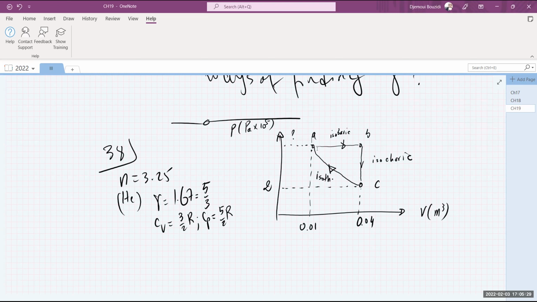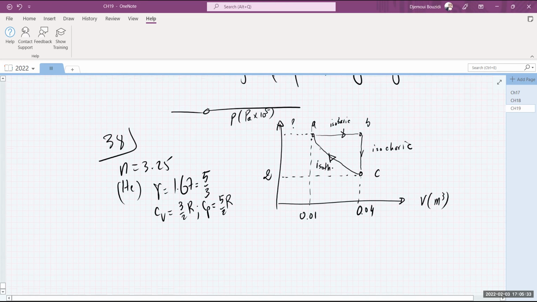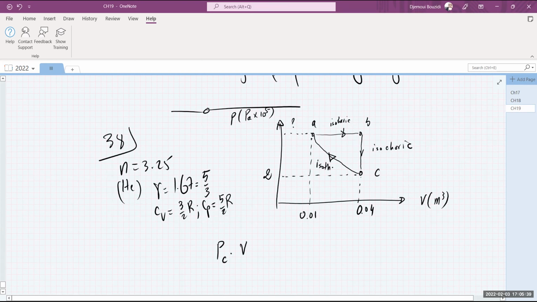So there is A and C. So probably it's not asking for that technique to do this problem. So let's look at this problem. The pressure at point C times the volume at point C satisfies this equation. The pressure at point A times the volume at point A, with the temperature at point C, by the way, satisfies the ideal gas law too at point A.